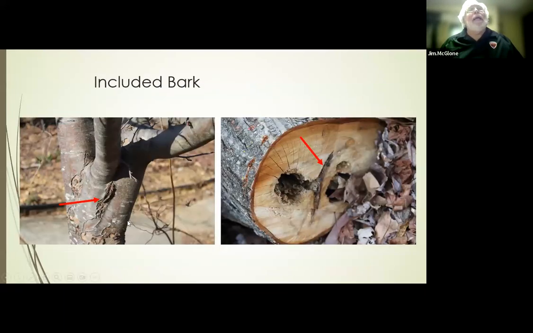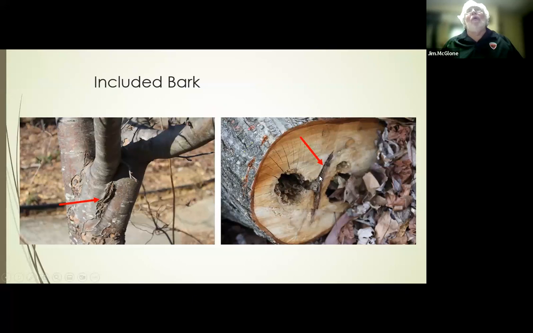Included bark. In this case, this is not a branch union. This branch came out here. This branch came out here. This is one of those issues. I let my scaffold branches get away from me on the crabapple, and they've actually grown together. And I would expect that over time, this is going to become a single branch union. And you'll just have those two branches coming out.